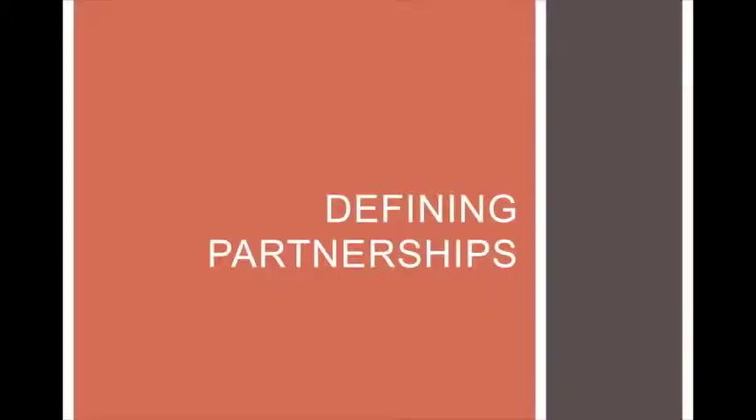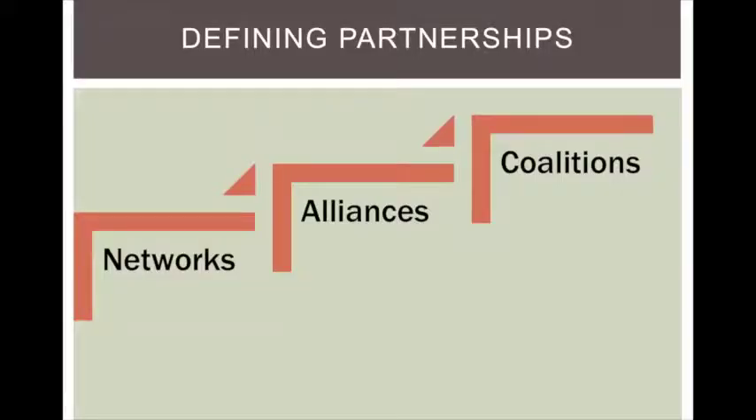Let's take a look at the different ways we can organize partnerships. We will discuss three different types of partnerships: networks, alliances, and coalitions. Networks are loose, flexible associations of people or groups. They come together around a common interest or a common concern to share information and ideas. An example of a network is a nascent voluntary organization for professional evaluation, where people have come together around their common interest in evaluation.